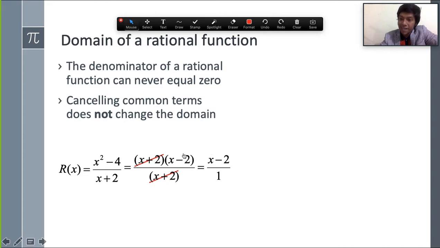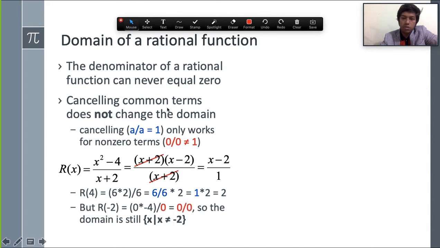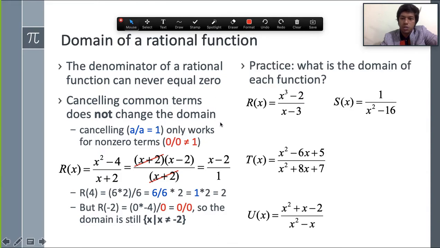In other words, do not find the domain from the last line after the cancellation, because in this question, the domain of this line is actually all real numbers. If you only look at x minus 2 divided by 1, the domain is all real numbers. So we have to find the domain from the given original question. This is another meaning of this line. So the domain is x cannot be equal to minus 2. So what will be the domain here? Try to find it out.